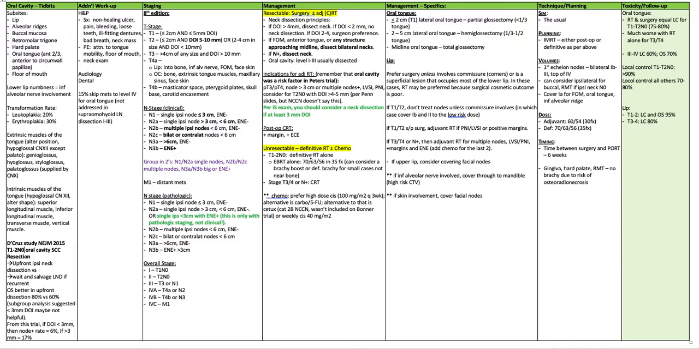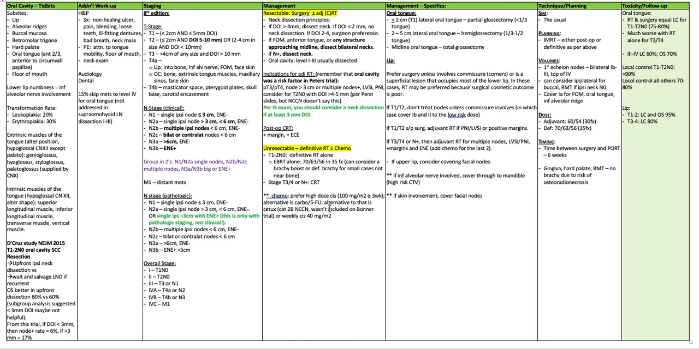T1 to 2, N0 gets definitive radiation alone. External beam radiation alone is 70, 63, 56 in 35 fractions. You can consider a brachy boost or definitive brachy for small cases not near the bone. For stage T3 or T4 or node positive that are unresectable, you get chemoradiation.